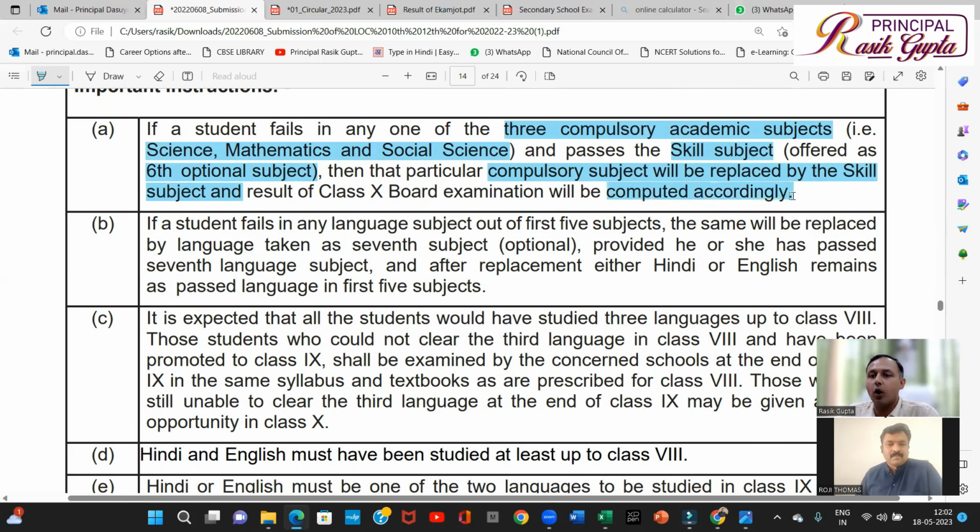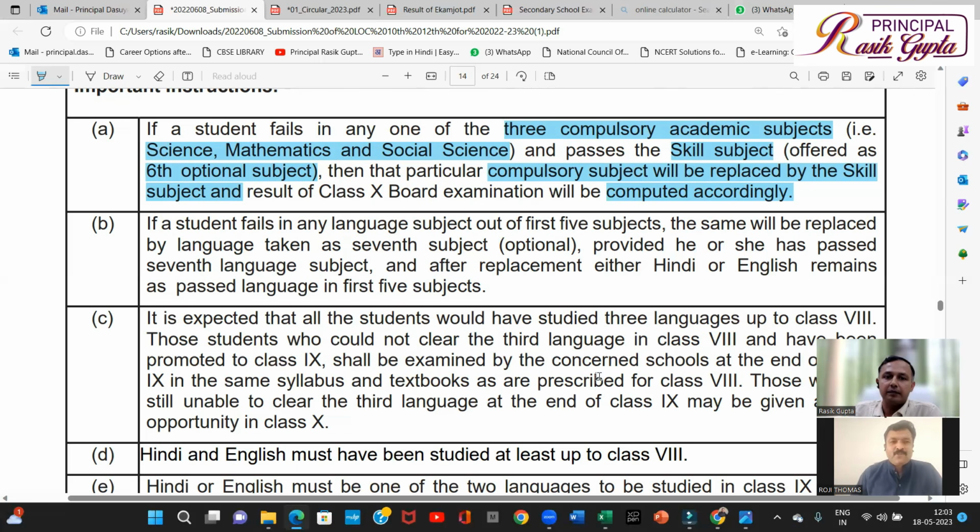Means the student will be called pass. Student को fail नहीं बोलेंगे. In that case, student pass हो जाएगा. Skill subject 3 compulsory में से किसी एक subject को replace कर देगा जिसमें बच्चा fail होगा. But अगर बच्चा fail नहीं होगा तो replacement नहीं होगा. तो skill additional में ही count होगा.